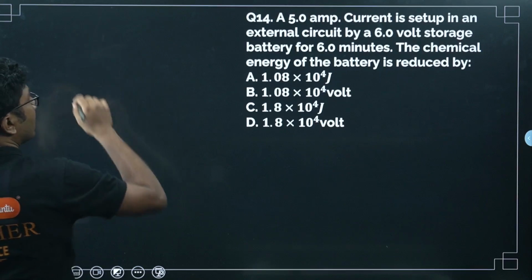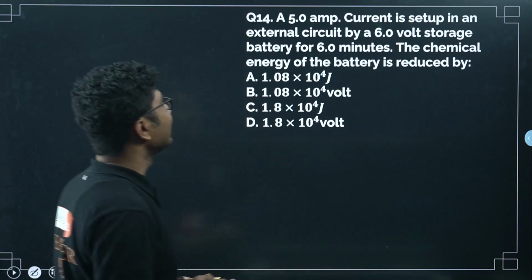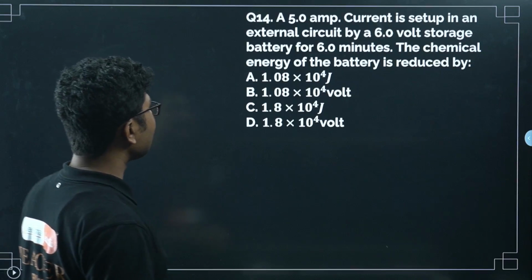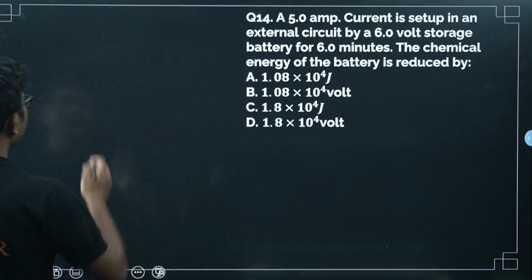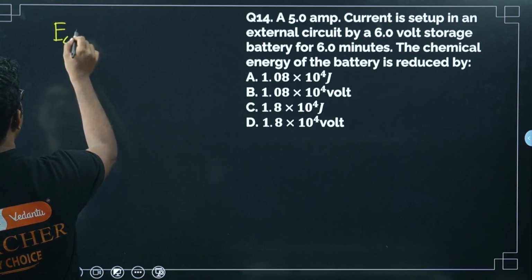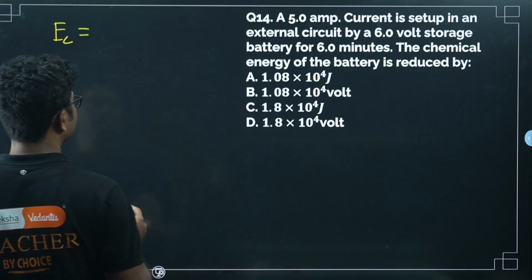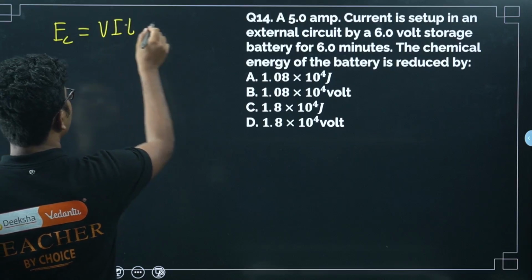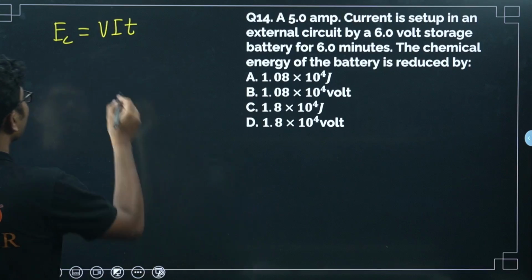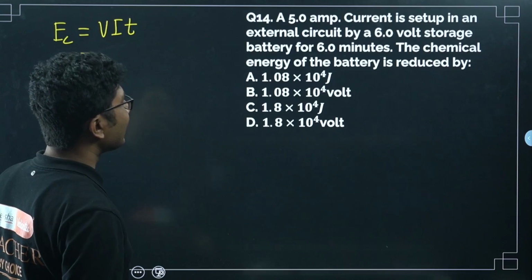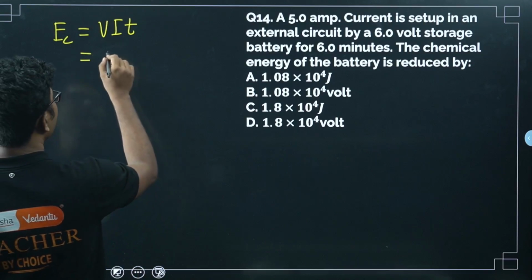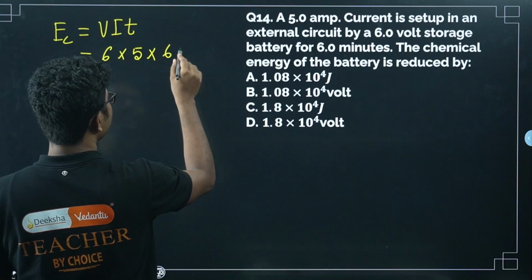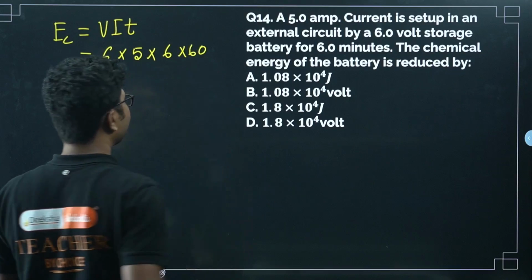Now, here it is said that a 5 ampere current is set up in an external circuit by a 6 volt storage battery for 6 minutes. The chemical energy of the battery is reduced by how much? We know that energy means the energy spent by the battery, so the formula is VIt. VIt gives you energy, so remember that, as I told you while teaching the class. So V is 6 volt, I is 5 ampere, t is 6 minutes. 6 minutes means 6 times 60 seconds. Only one unit that you have to convert.